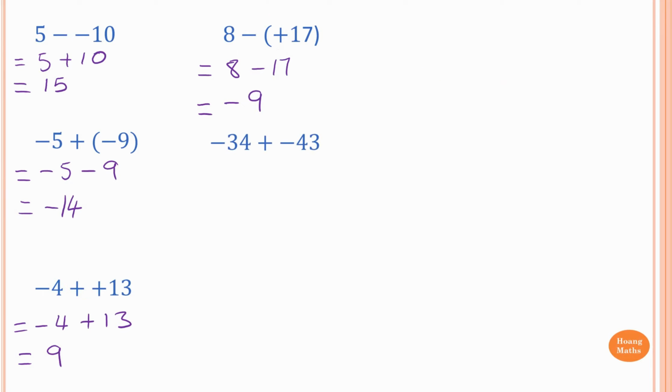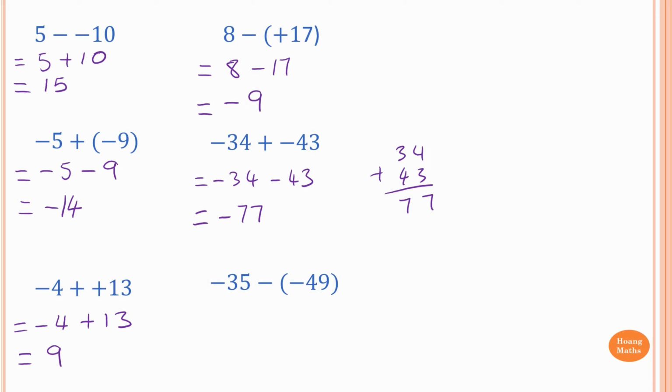Next one. Negative 34 plus minus 43. This one here becomes negative first. Remember, positive and negative, the answer is negative. So now I write it out first: negative 34 and then minus 43. This means that you owe the bank $34 and you owe another $43. So you owe even more, so we just add them up. So 34 plus 43: 4 plus 3 is 7, 3 plus 4 is also 7. So instead of 77, the answer is negative 77.